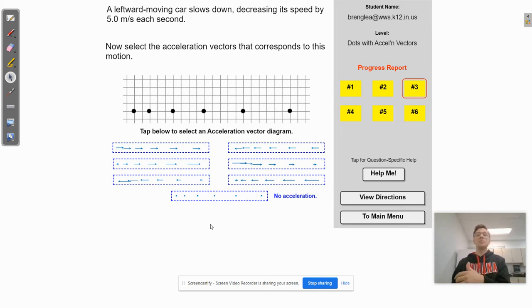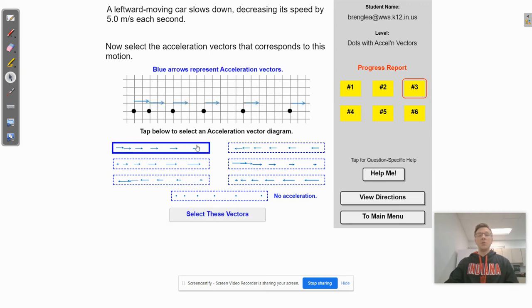Since this object is moving to the left, that means that our acceleration vectors must be pointed to the right. And it does say that it is decreasing its speed by 5 meters per second each second. That's indicating a constant acceleration in the rightward direction. So what we're looking for are arrows pointed to the right that are all the same length, which happens to be this first one right here.